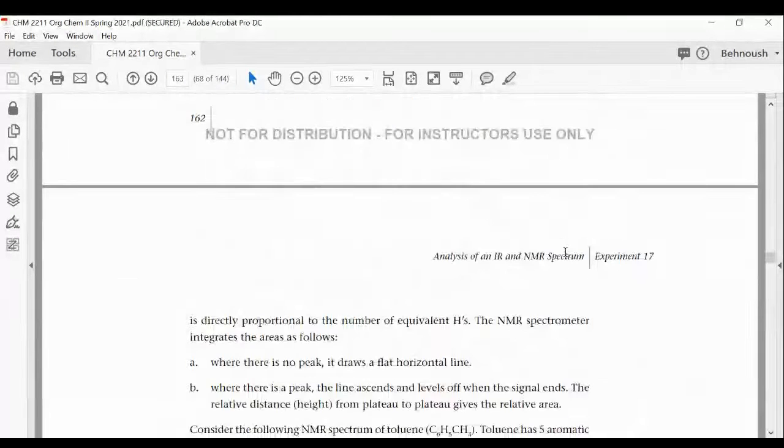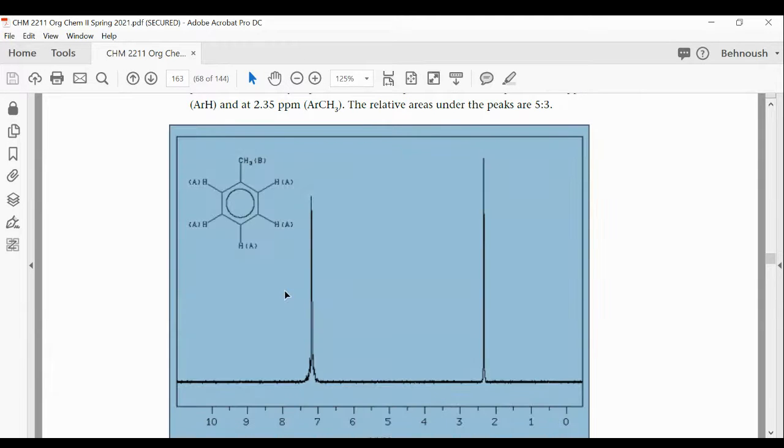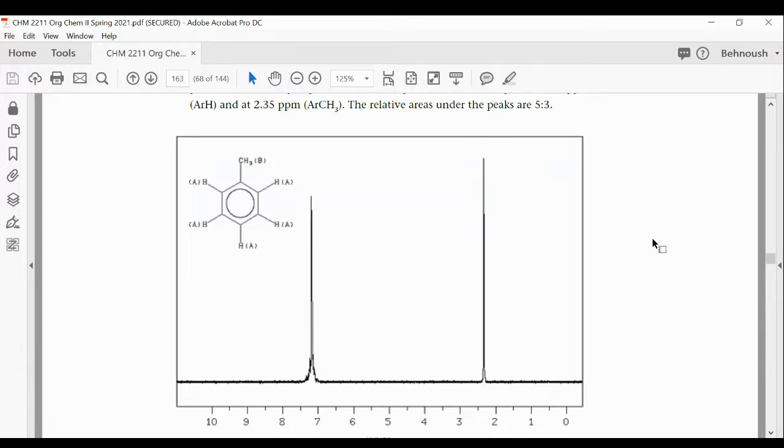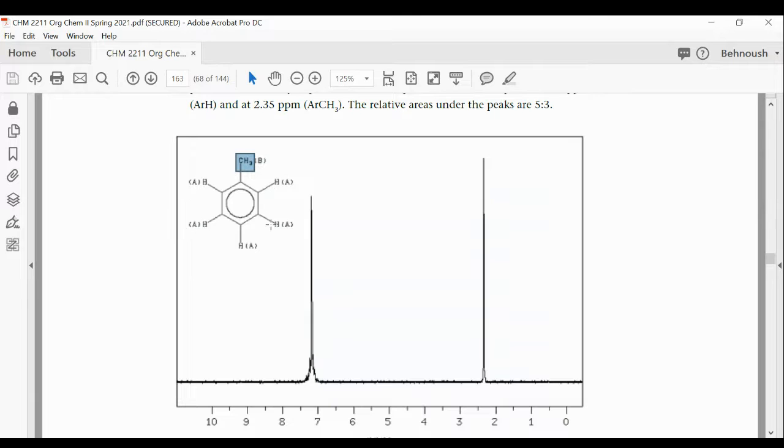The number of signals: how many different types of hydrogens do we have in this example? I count 2. Yeah. You see, the NMR spectrum gives you 2 signals, and that means you have 2 types of hydrogens. So it goes both ways. Or if you come and identify your hydrogens, you see that you have a CH3 hydrogen that is not aromatic, and then you have all these hydrogens that are aromatic.